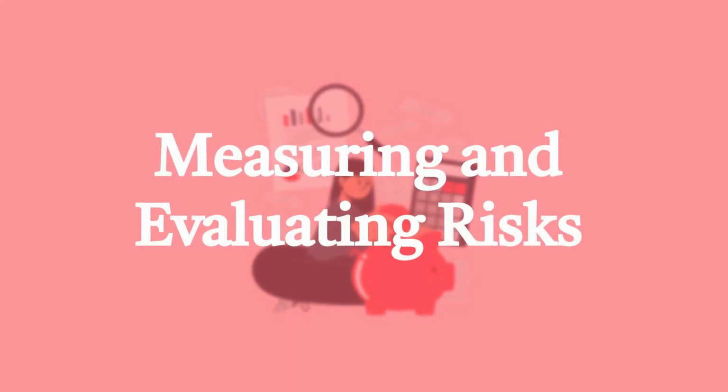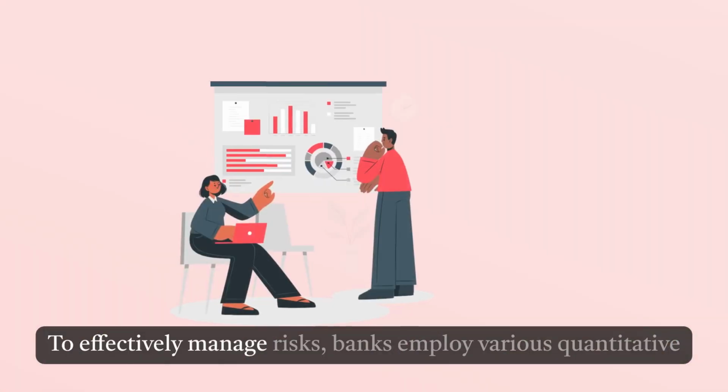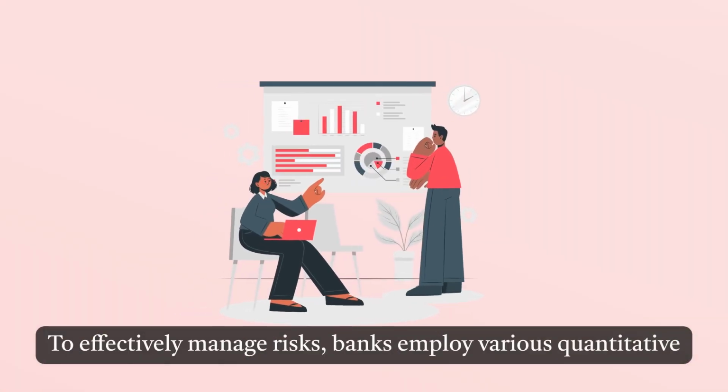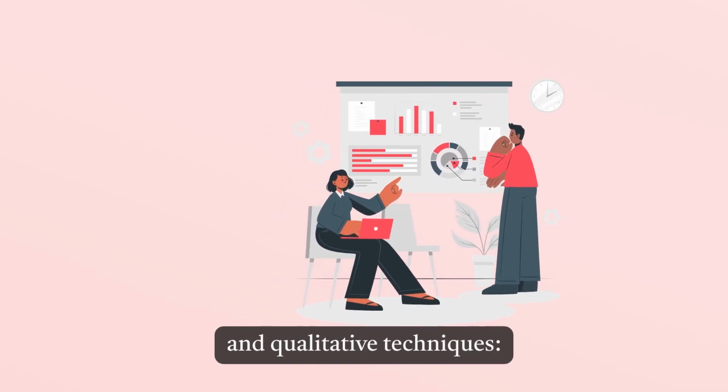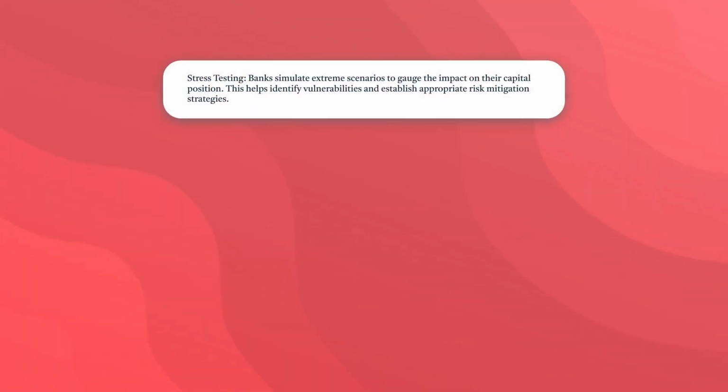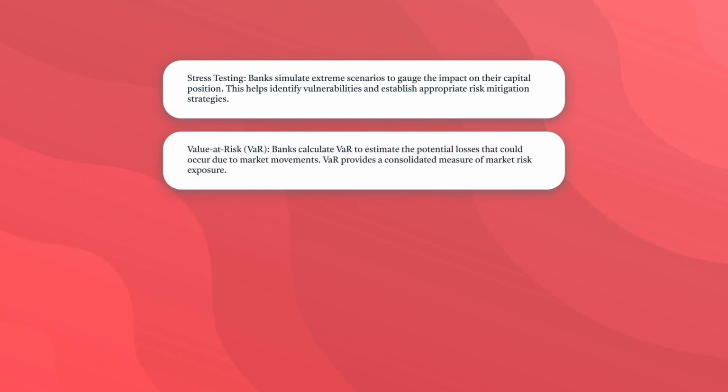Measuring and evaluating risks. To effectively manage risks, banks employ various quantitative and qualitative techniques. Stress testing. Banks simulate extreme scenarios to gauge the impact on their capital position. This helps identify vulnerabilities and establish appropriate risk mitigation strategies. Value at risk, VaR. Banks calculate VaR to estimate the potential losses that could occur due to market movements. VaR provides a consolidated measure of market risk exposure.